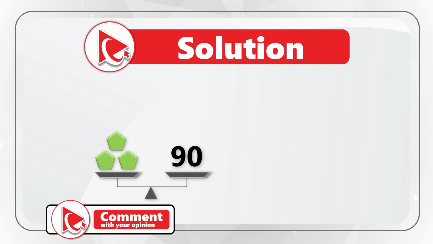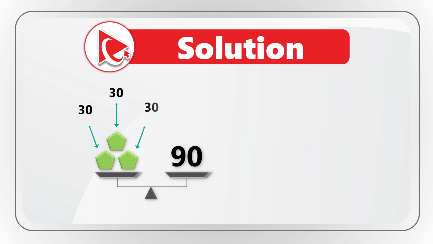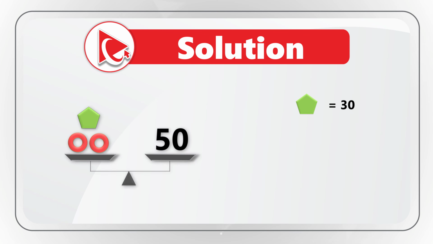It has 3 pentagons on the left and number 90 on the right, which means that each pentagon has a value of 30. Second scale contains 1 pentagon and then 2 bagels, and the combination of these shapes equals number 50. We already know the value of pentagon, which is 30.